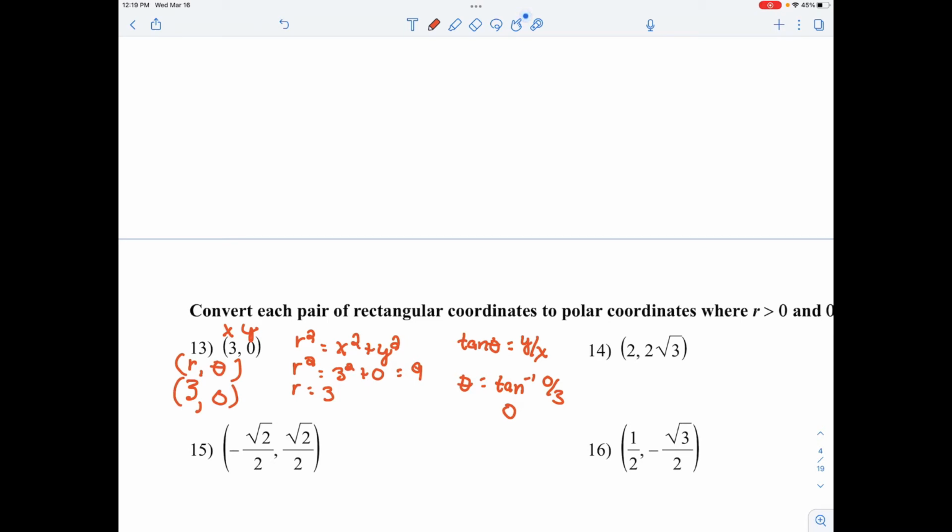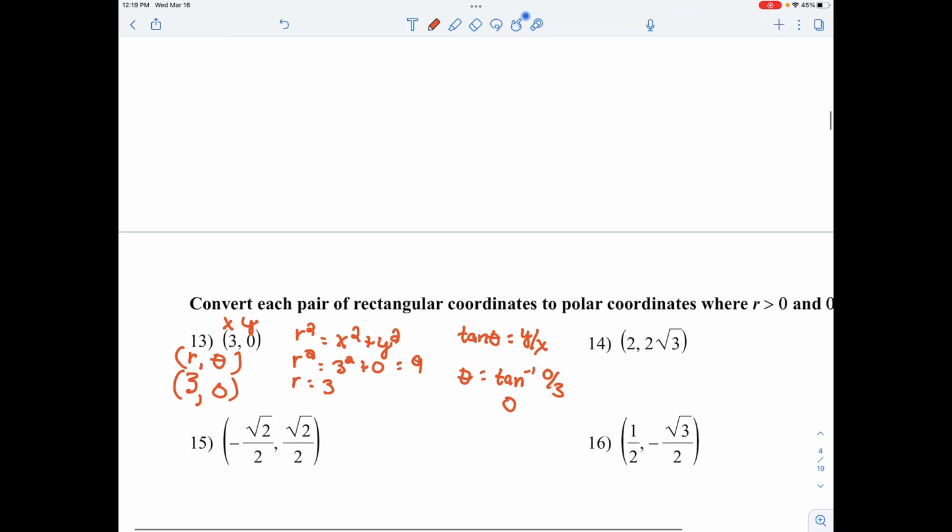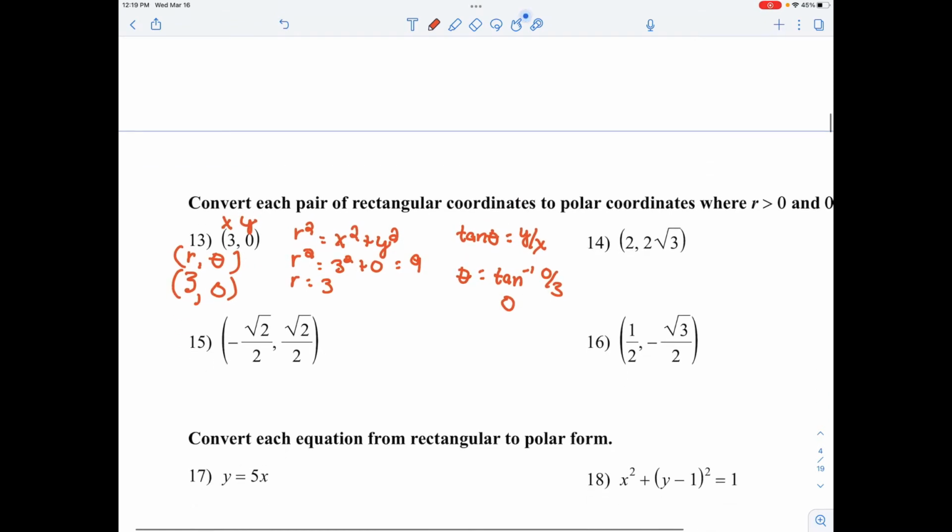Now a couple of people ask, well, how do you know theta is not pi? And I know that because x is 3, so that's in the first quadrant. If it were pi, then x would have equaled negative 3.